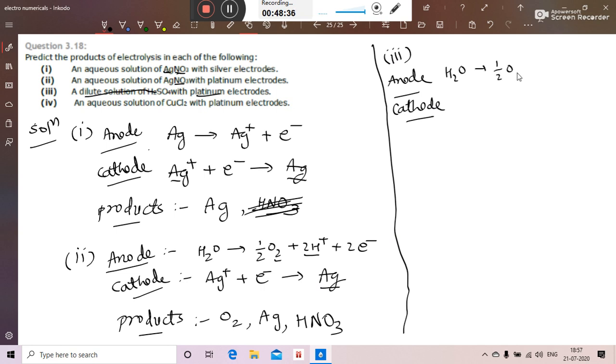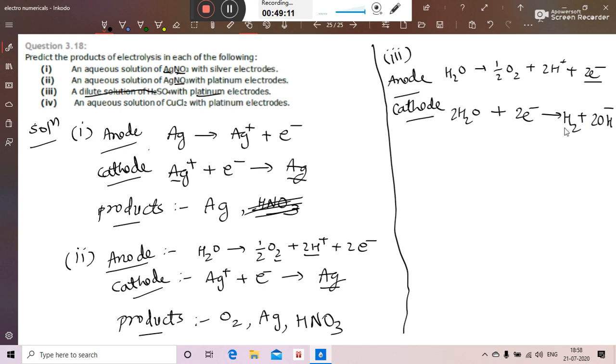So we'll write half O2 plus 2H plus 2 electrons, and at cathode water will undergo reduction. So H2O will give you, now here you have to take two, here we have 2 electrons. So in order to take 2 moles of electrons, we must have 2 moles of H2O. So in that case we will see that out of the 4 hydrogen, 2 hydrogen will form H2 and remaining 2 hydrogen and 2 oxygen will form 2 times OH minus.